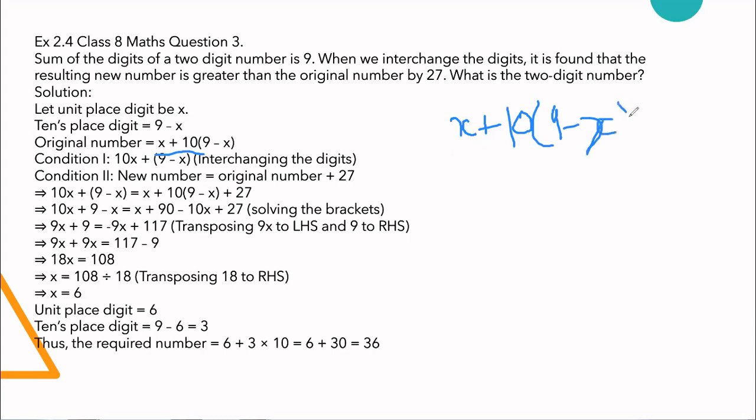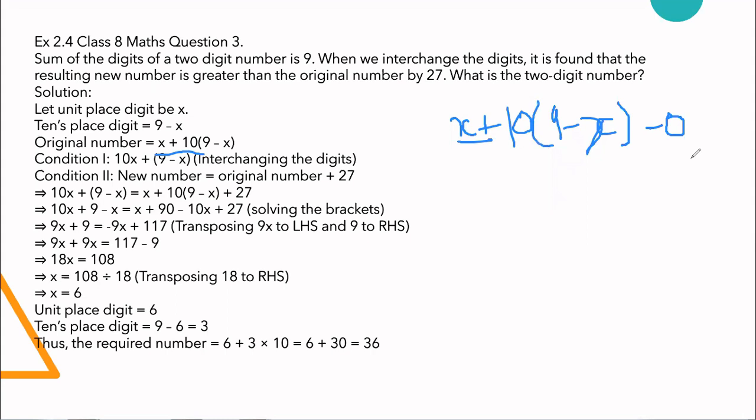So, the original number is this. To find the new number, we just need to interchange the digits. How can we interchange them? That's quite simple. Here, what is the ones place? It is nothing but x. And the tens place is 9 minus x.